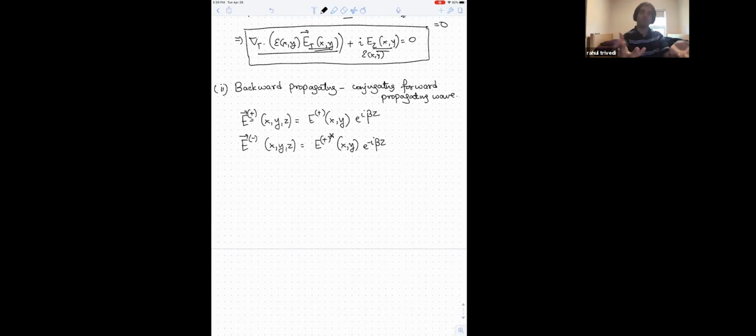So now I have my forward propagating solution, I conjugate it, and I ask myself, well, is that also a forward propagating solution, or is it a backward propagating solution? So the conjugation essentially flips exponential i beta z to exponential minus i beta z. So from a forward propagating solution, the conjugation operation gives you a backward propagating solution. Does this make sense? So given a forward propagating wave, I conjugate to get a backward propagating wave.